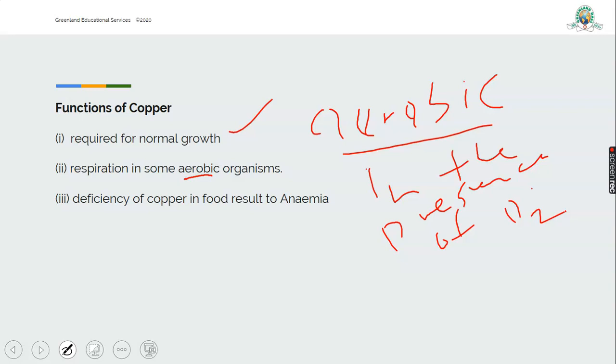Now, the other respiration, let me just briefly explain that, is anaerobic. That is called fermentation in some cases, that is, respiration that takes place in the presence of little or no oxygen. The deficiency of copper in food will result also in what? Anemia.